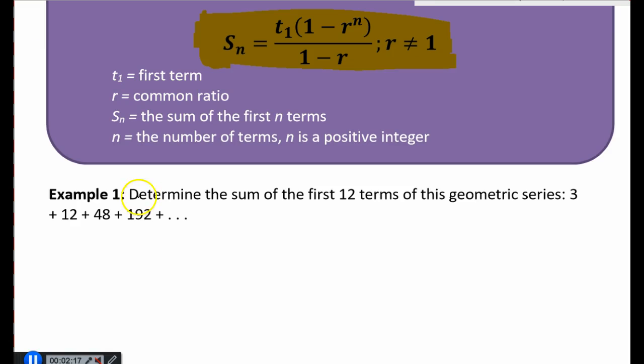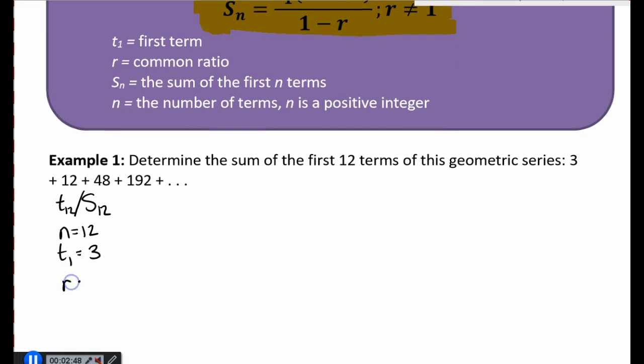So in order to be able to do this, it says find the sum of the first 12 terms in the geometric series 3, 12, 48, 192, etc. Okay, so we are going up to T12, or S12 is what we're actually trying to solve for, which means that n is 12. Term 1 is our first term, which is 3. And we need to figure out our r value, and we can do that by doing 12 divided by 3. Second term divided by previous term. And that ends up being 4.